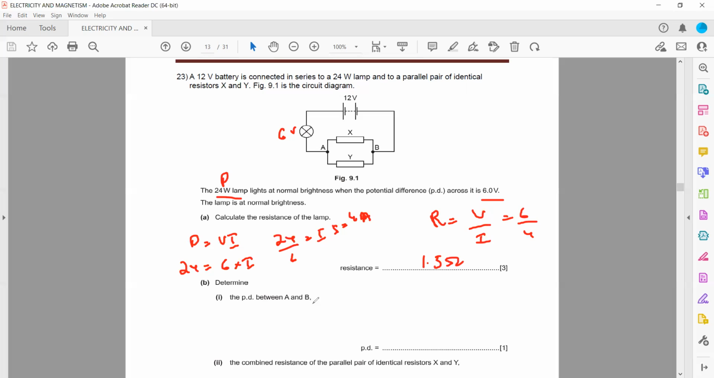Then what is the potential difference across AB? The total is 12 volts, and out of 12, 6 volts is across the lamp. So the remaining 6 volts will be across AB.